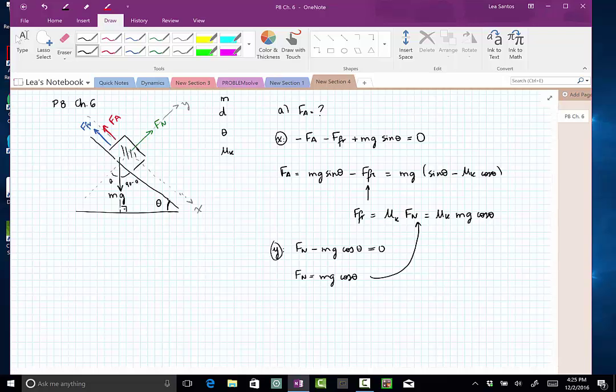All of the ingredients to get a number you have. All of the quantities here you have: the mass, g, the angle, and the coefficient. So which are found here. So you're done with part A of the problem.